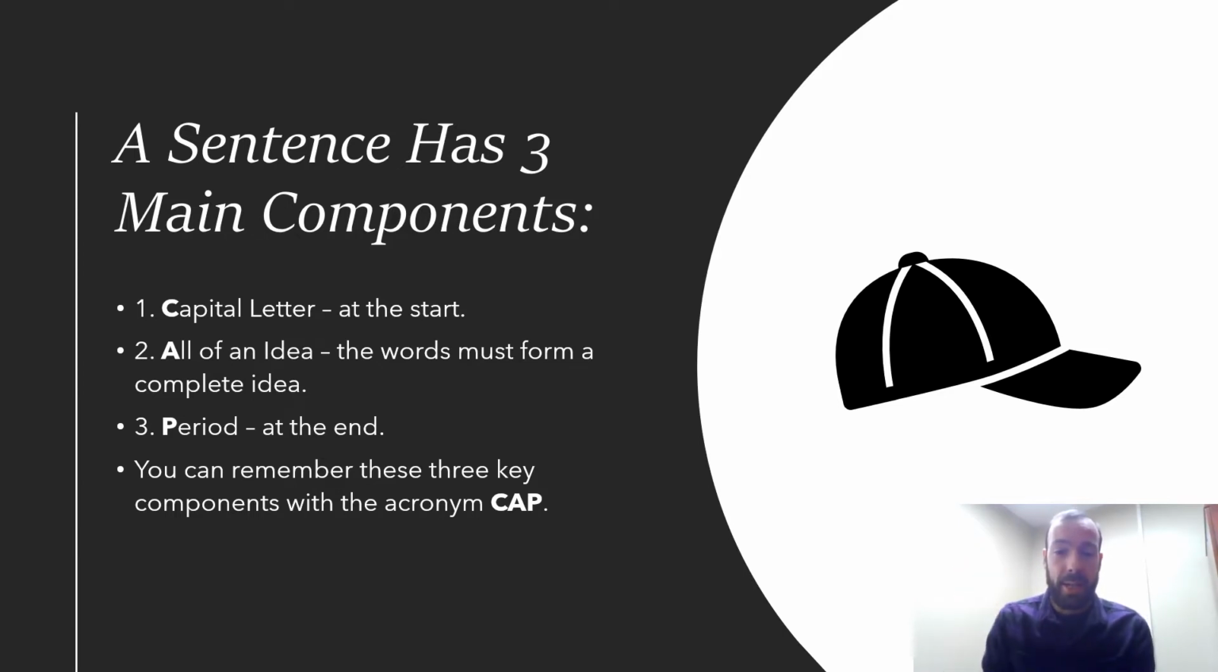Part number three, the P in CAP stands for period, and this comes at the end of every sentence. We have to have that punctuation mark, the dot that we call a period. It shows us where the sentence ends. It keeps our writing organized, and we know where to take a bit of a pause or a breath before our next sentence begins. All right, CAP: capital letter, all of an idea, period. Those are the three main parts.